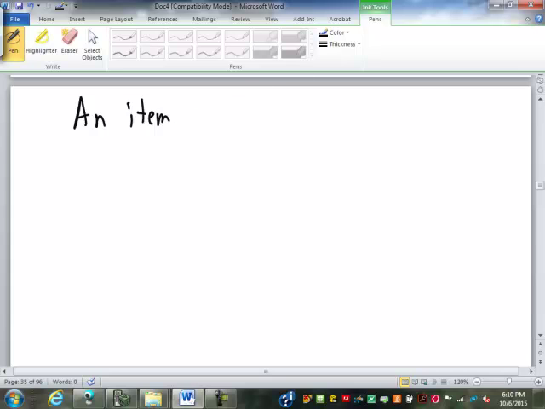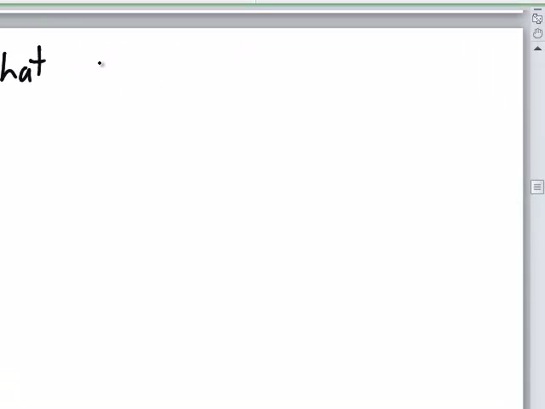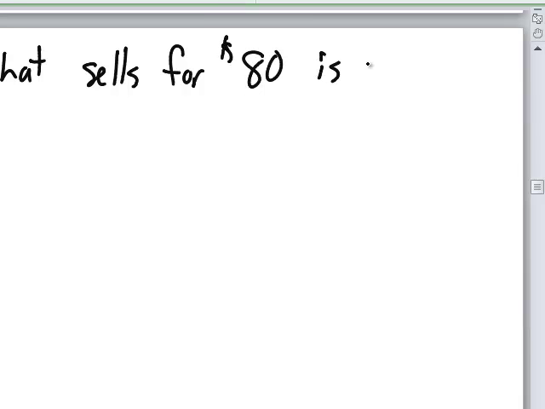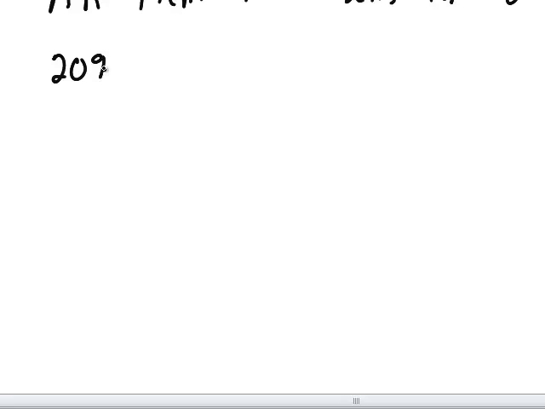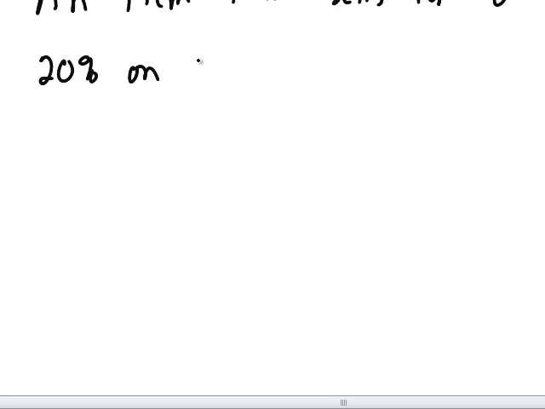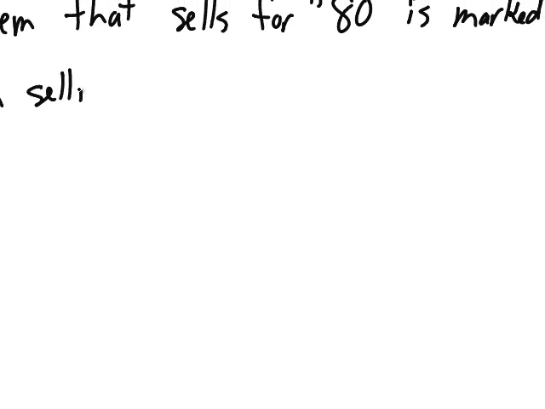The other option is markup based on selling price. An item that sells for $80 is marked up 20% on the selling price. So again, this is telling us that the percentages are all based off of the selling price instead of on the cost.